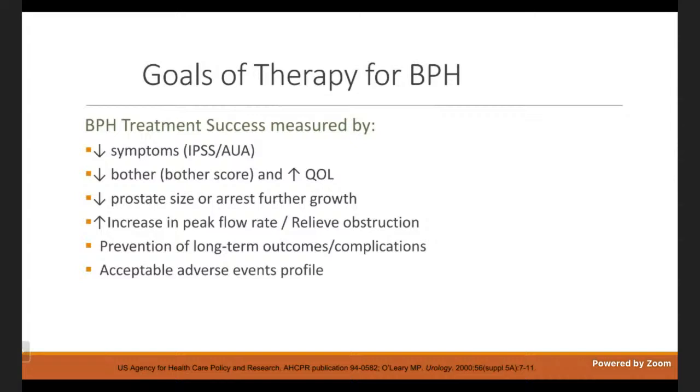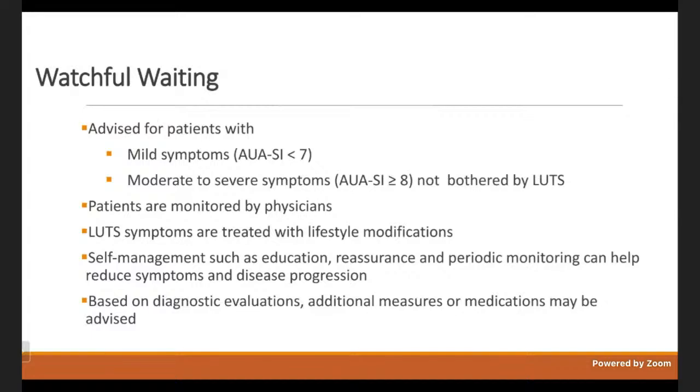These are the goals of therapy in patients with BPH. Moving on to watchful waiting, it is usually recommended in patients with mild symptoms, that is an IPSS score less than 7, and moderate to severe symptoms also. If the patient is not bothered too much, then also watchful waiting is a means of choice. The patient is monitored by the physician.